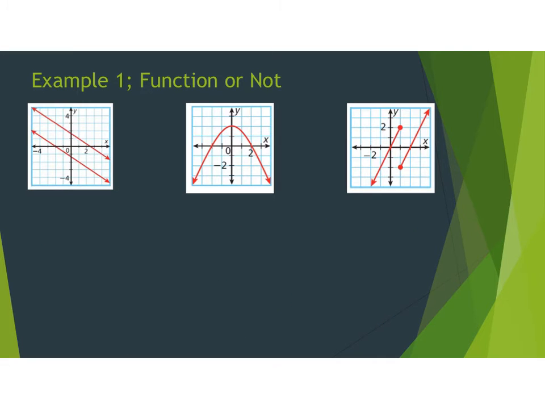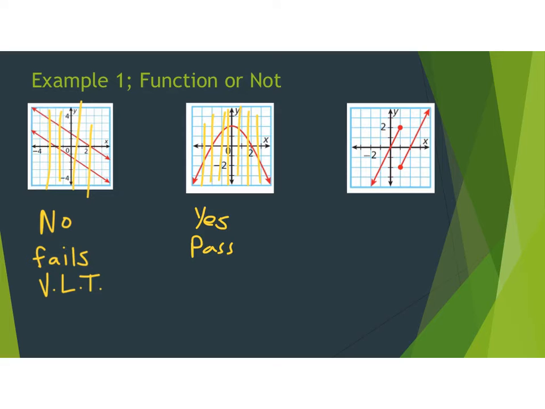Here's a few more examples of graphs. Okay, so this first one, if we draw vertical lines, we can see that it's going to hit the graph at multiple places everywhere. So this would be no, because it fails the vertical line test. This next one, if we do our vertical line test, we see that it only hits the graph once, so we would say yes, it is a function because it passes the vertical line test.